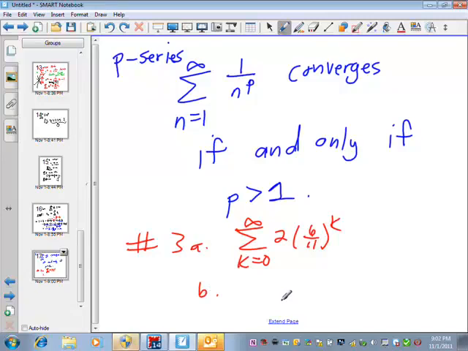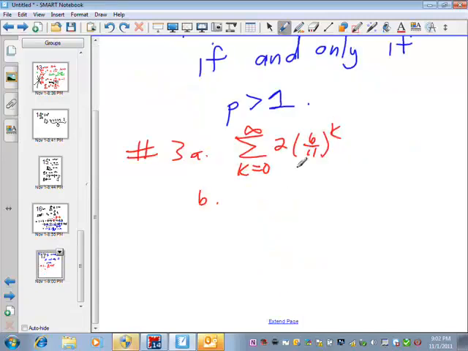Say it again? Yeah, it's new. We just haven't used the geometric series yet in a test context. The sum k equals 0 to infinity of 1 over 2 to the k. That's what I had talked about earlier.